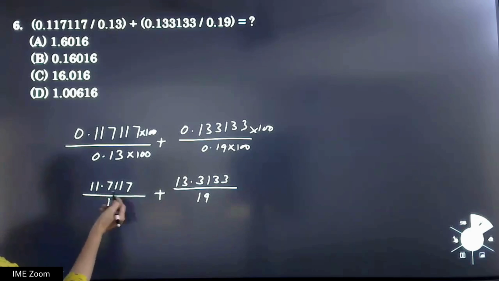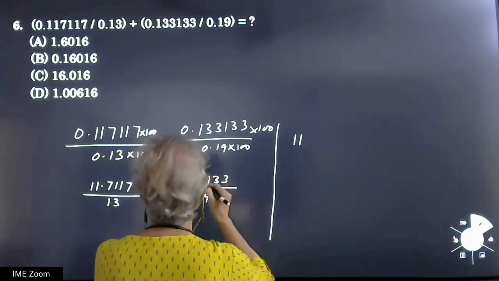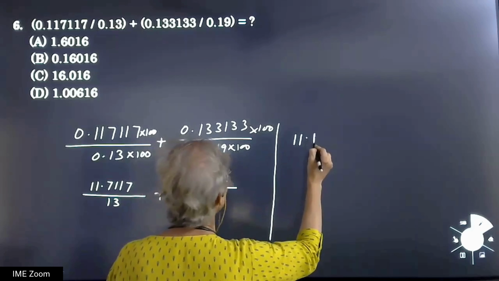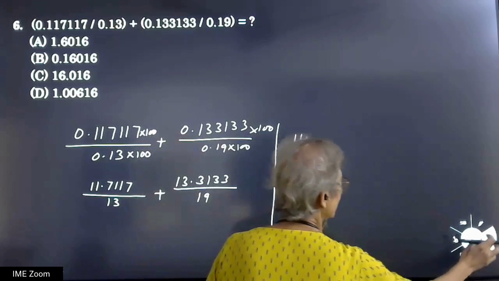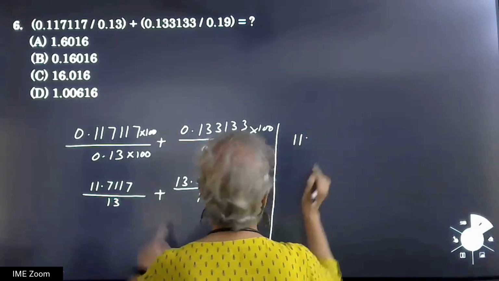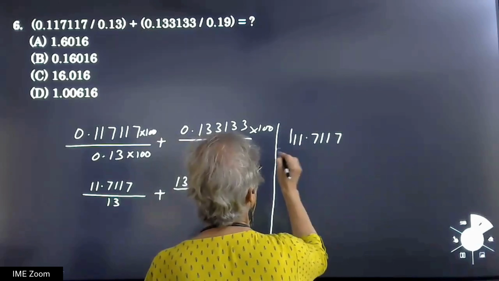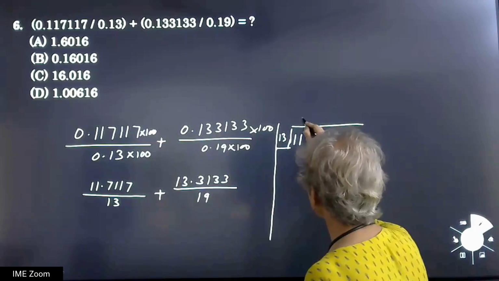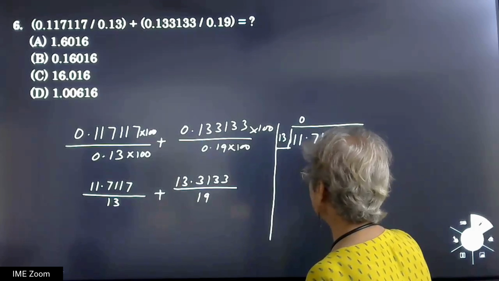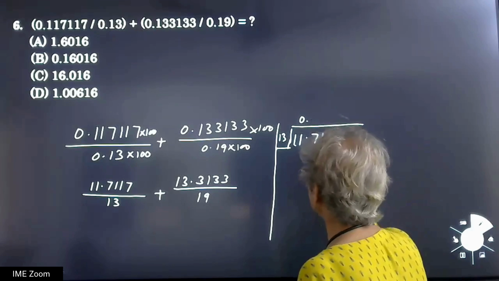Okay, let us find the answer here now. Let us divide this. Again, division is slightly difficult. We will do one here, so we will get an idea about the second one. 11.7117, right? Divided by 13. 11 is not divisible. So let us write 0. Then now we are using digit. We are using 117, the digits after the decimal point. So put decimal point here.